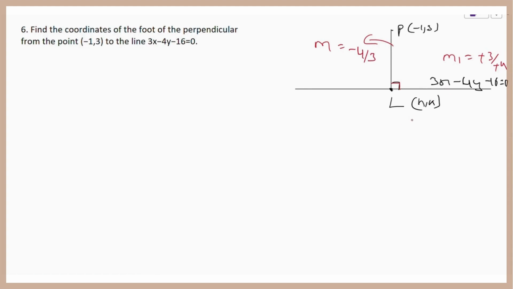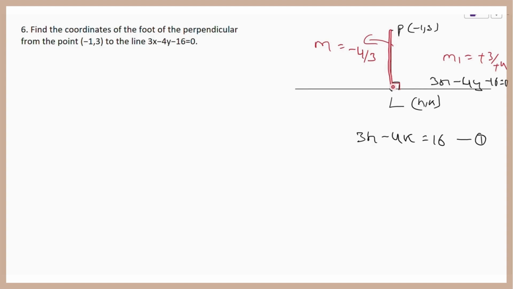Now we got the slope of this line PL. Next we can see that this point L will satisfy the equation of this line. What I mean to say is that replacing x with h and y with k, we can obtain the equation in terms of h and k. So this is 3h minus 4 times k, and this is how much? -16, which I can write as positive 16 on the other side. So we got one equation in terms of h and k.